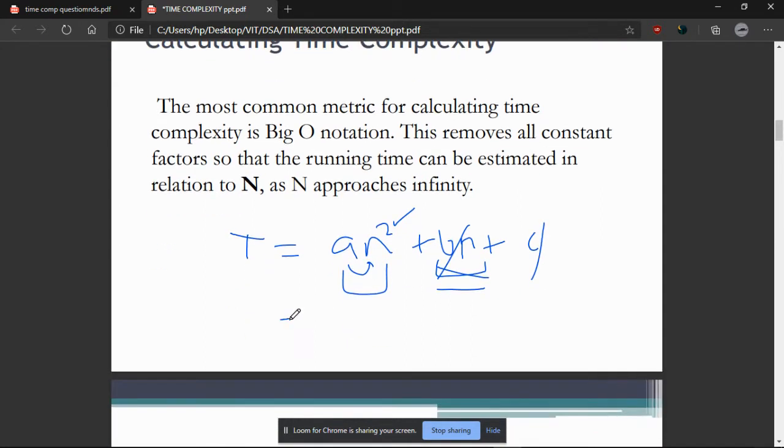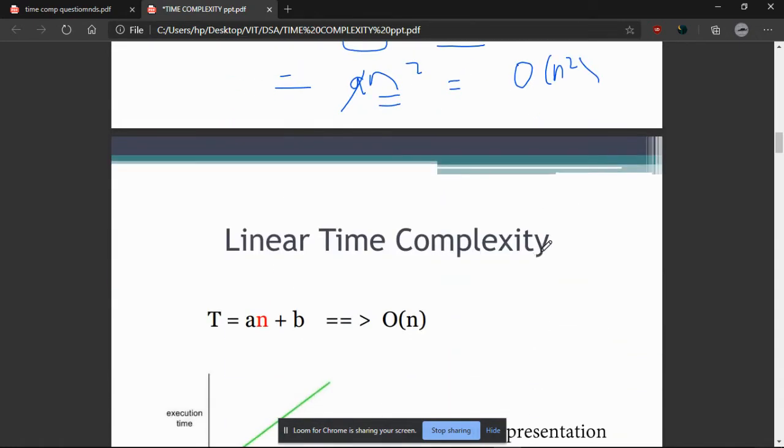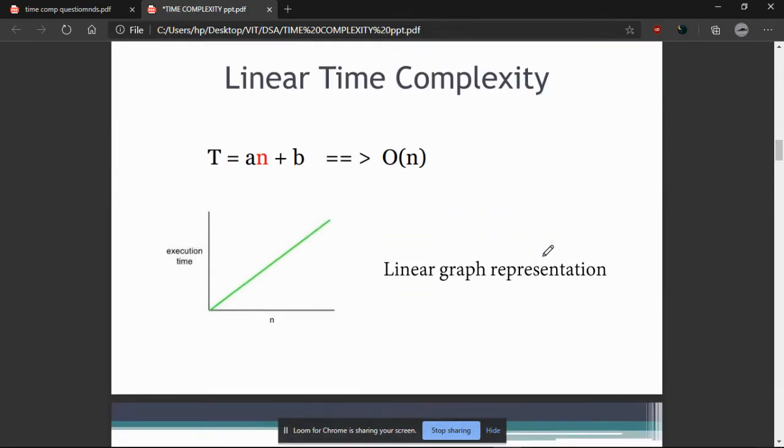After choosing, we have a n square. Now what we do is remove the coefficient in relation with n. Now what you have is big O of n square. It's very simple. Now for the next, we will first take linear time complexity.